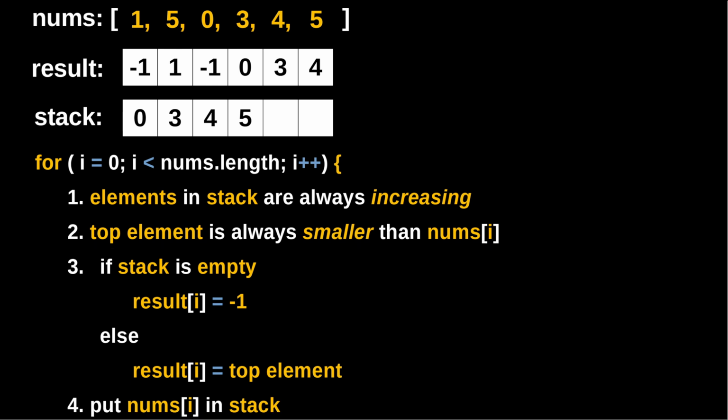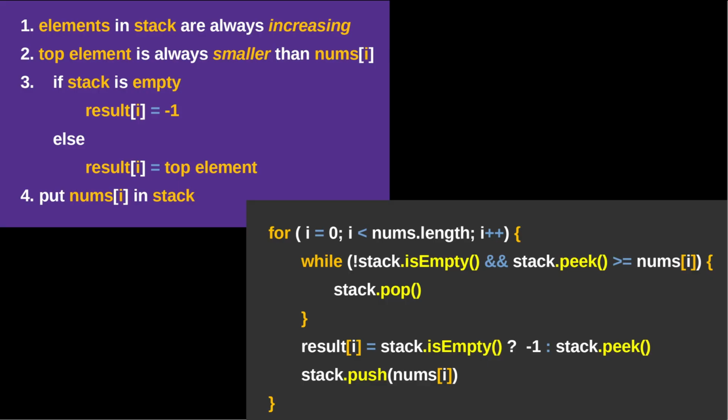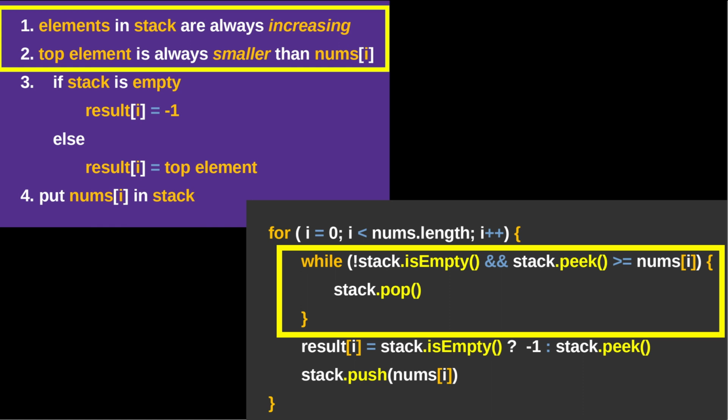Now, let's convert steps 1 to 4 into pseudocode. So here it is. Everything's happening in the for loop. The first 2 steps, in order to maintain this invariant, what we do is that while there is an item in the stack, we take a look at whether the top item is bigger than or equal to num sub I. If that is so, then the invariant fails. So we have to keep popping the stack until the top element is strictly smaller than num sub I.